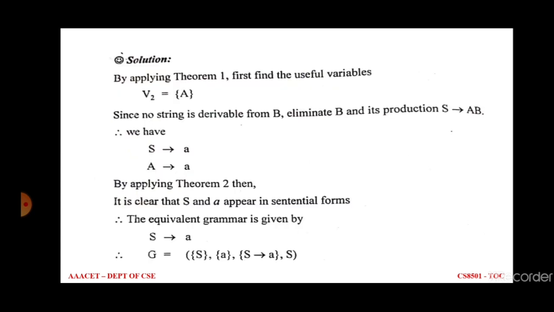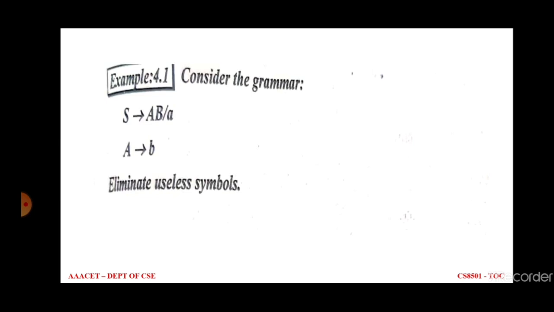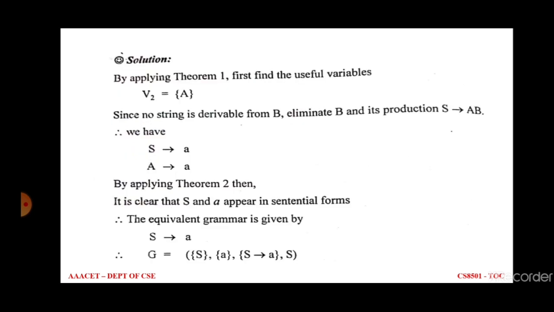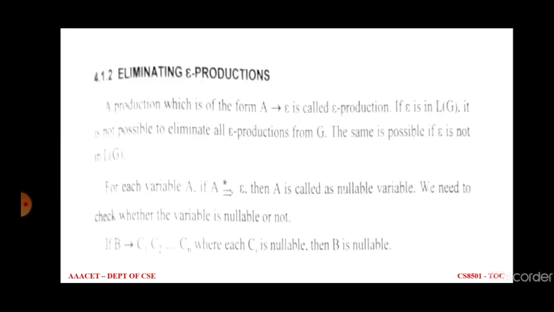So in the last step you can clearly see that the equivalent grammar is given by capital S tends to small a, the only one production we can get after eliminating the useless symbol. So the second concept is elimination of epsilon production. For this we have to find the epsilon production rule in the given grammar, then we can easily eliminate this.